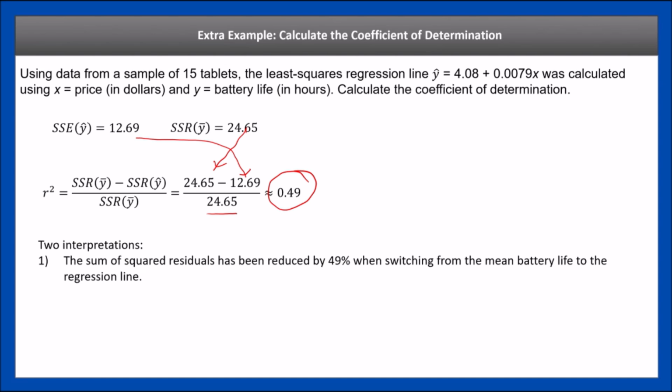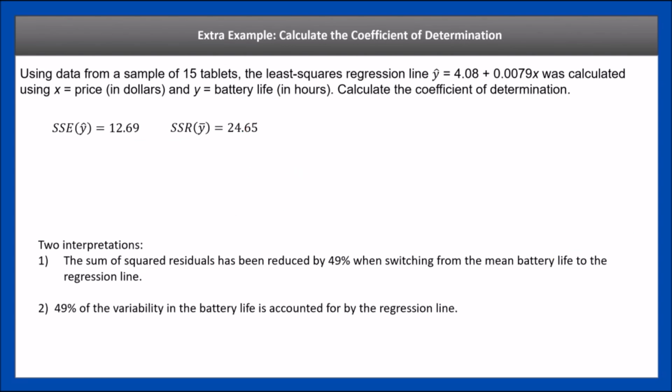So the sum of squared residuals decreased by 49% when we switch from the mean battery life to the regression line. So when we switch from y bar to y hat, right? That's what the R squared is. The second interpretation is that 49% of the variability in the battery life is accounted for by the regression line. Those are my two interpretations. Hopefully that made sense with the calculation for the coefficient of determination.